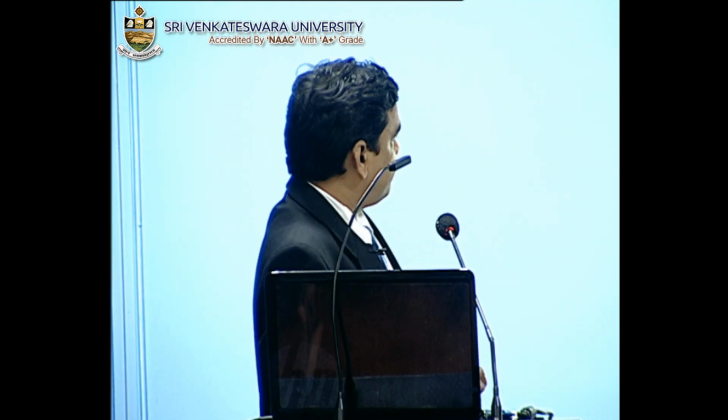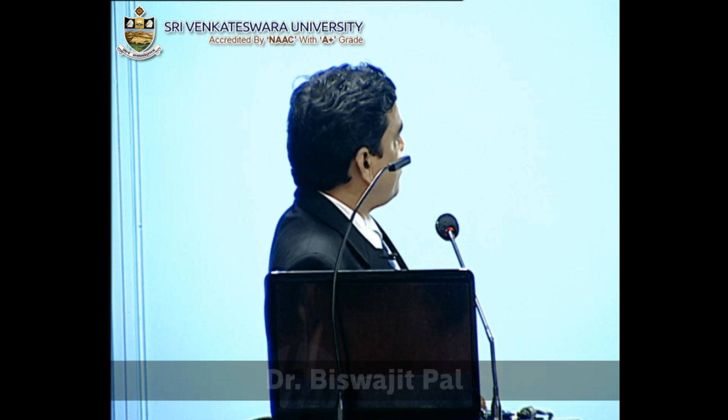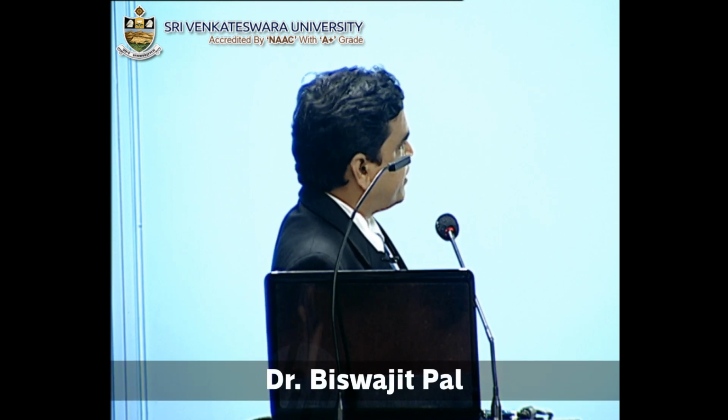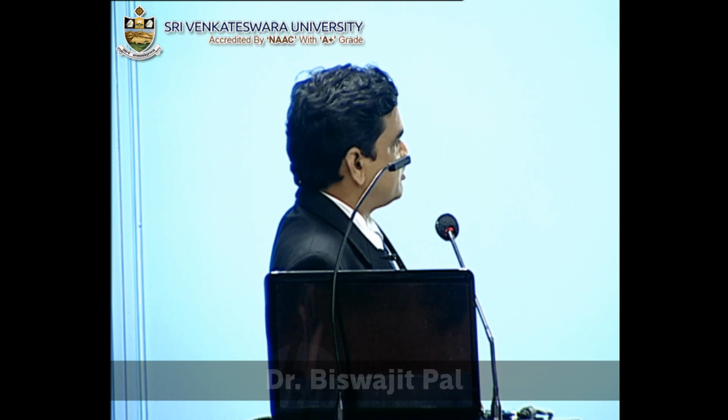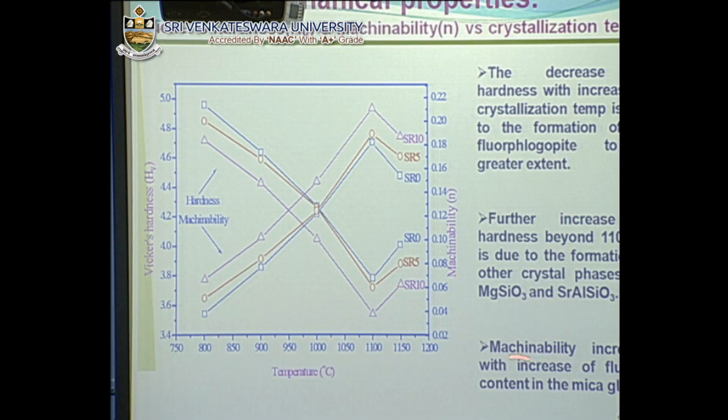So therefore, for the fluoride variation, the decrease of hardness with increasing temperature is due to the formation of strontium fluorphlogite to a greater extent, and after 1100 centigrade is due to the decomposition of the strontium fluorphlogite to strontium aluminum silicate and magnesium silicate, and the machinability increases with increasing the fluorine content in the mica glass.